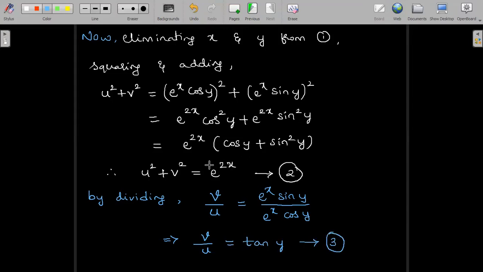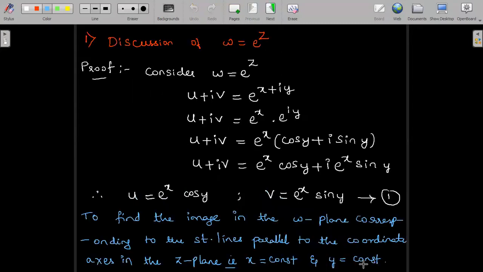So equation 2 is an expression where y is eliminated and we have an expression for x. And equation 3 is another expression where x is eliminated and we have an expression for y, in terms of tan y. Now we can discuss the cases keeping equations 2 and 3 in mind. We can discuss the cases x is equal to constant and y is equal to constant. These are the two cases we have to consider in the z plane and find its image in the w plane. X is equal to constant, say C1. Similarly, in the other case, we can discuss y is equal to constant, say C2.